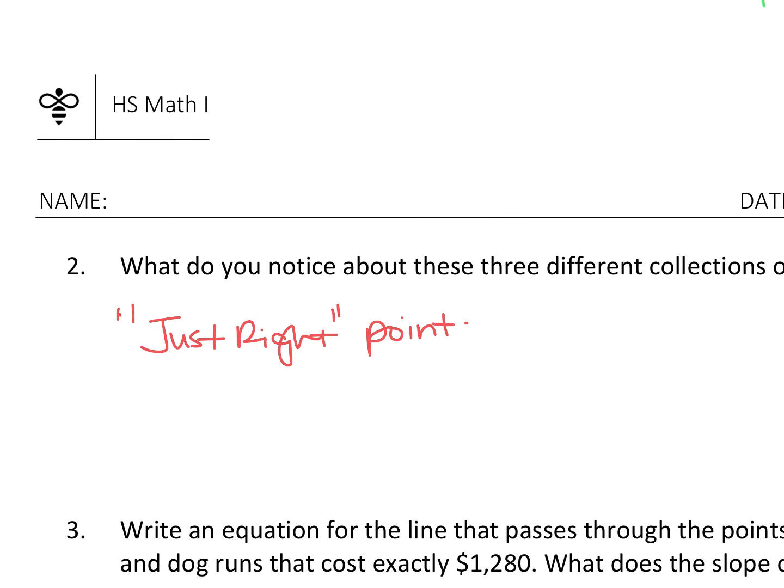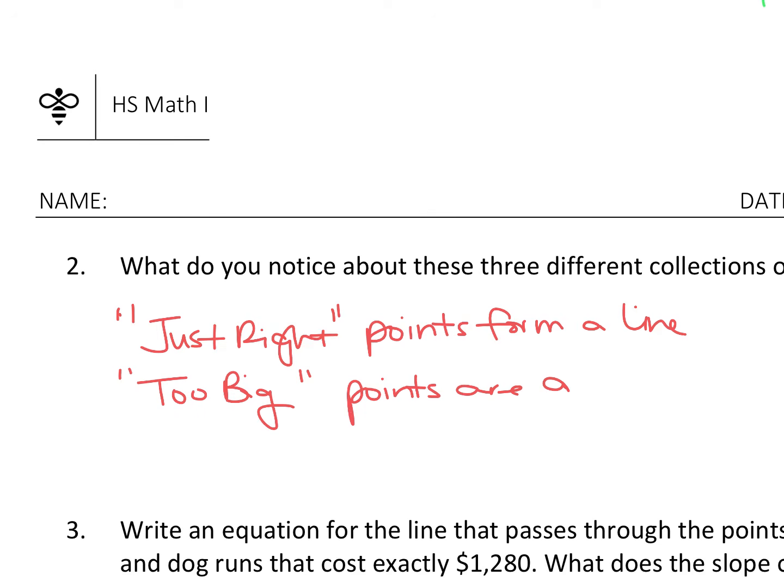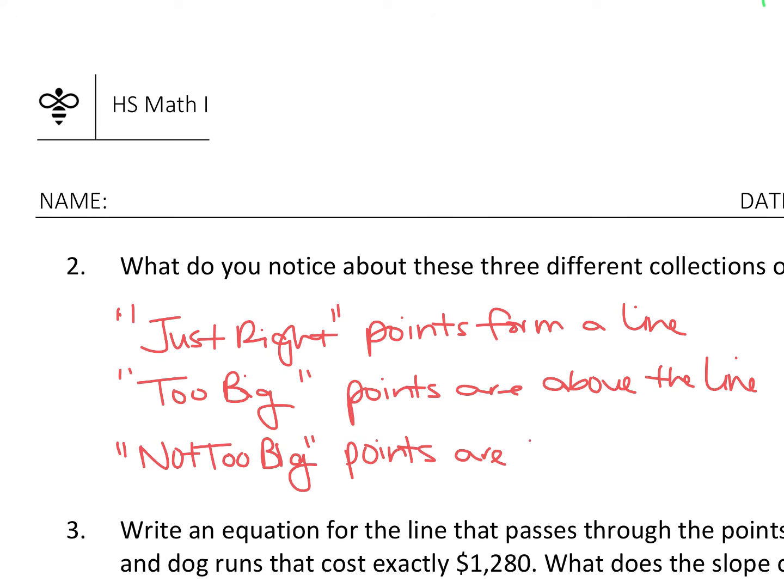Points form a line. Too big. Points are above the line. And then not too big. Not too big. Points are below the line. Okay, so that's pretty interesting.